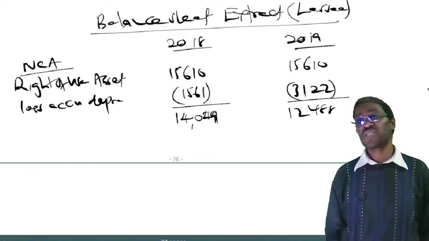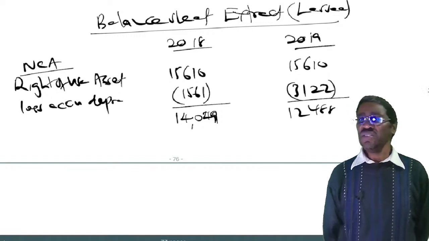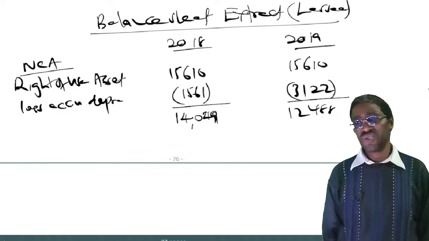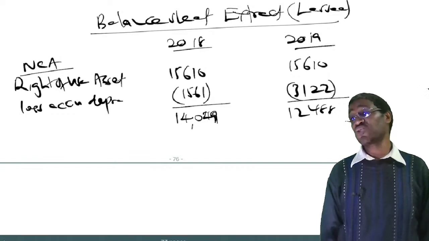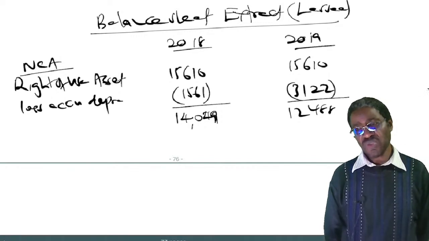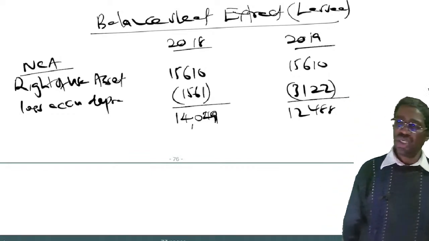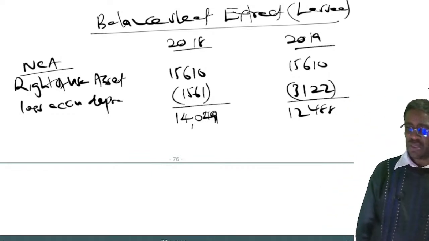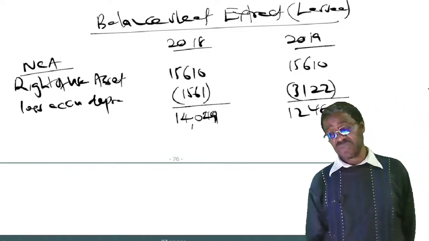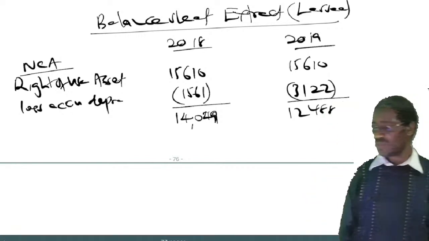14,049. Second year, 15,610. I minus the accumulated by end of year 2, which is double of 1 year. So that is 3122. So you are remaining with a book value of 12,488. Then you finish. I want to talk about liability. That's the critical part of the balance sheet that I want to talk about.